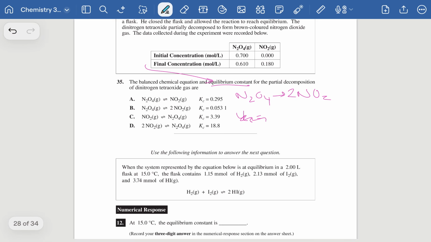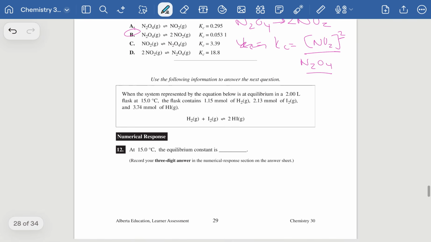And then, oh, you do need the Kc expression, sorry, because we're calculating Kc. You know that it is your products, and if you have a coefficient, that becomes your exponents, divided by your reactant. So we can go ahead and plug in those values. So that N2O4 goes in the bottom. This value would go in the numerator, square it. And once you also balance it, you'll see your answer is B.